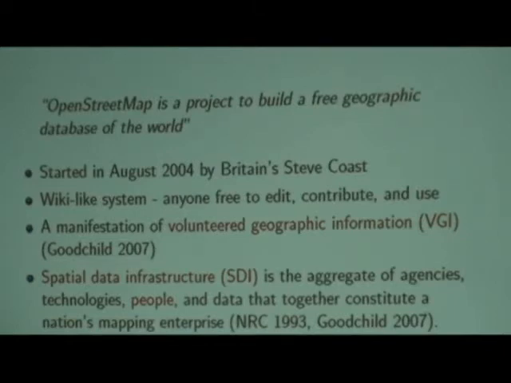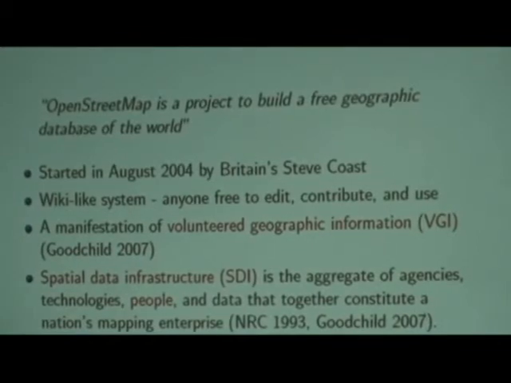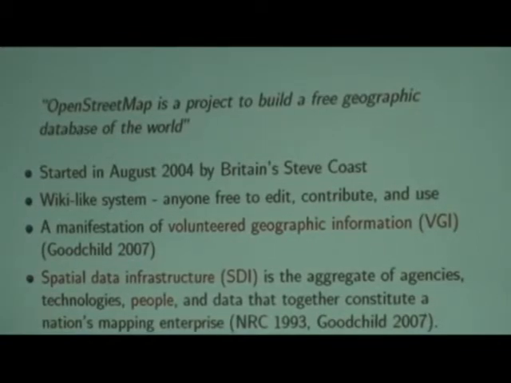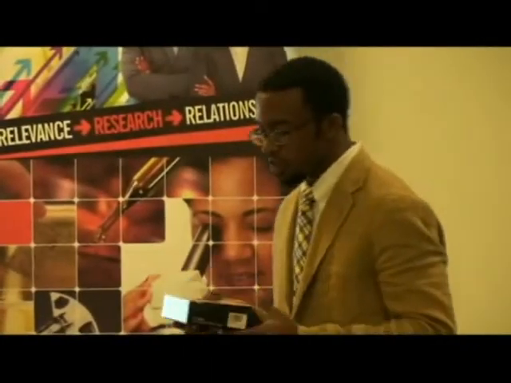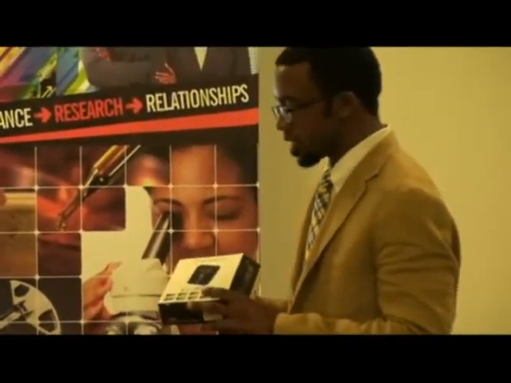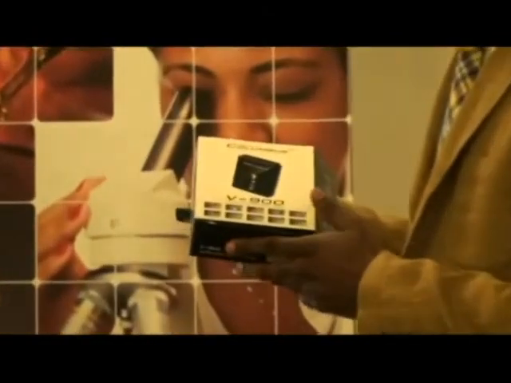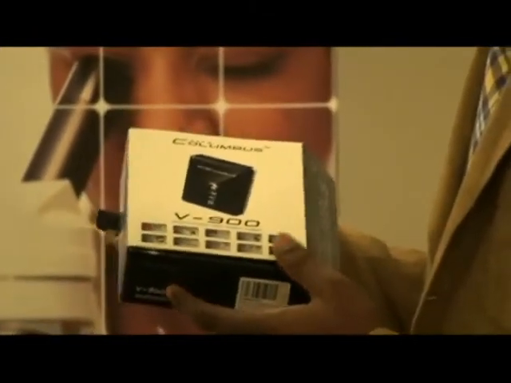And it's a manifestation of volunteered geographic information, which is a term coined by Professor Goodchild, who's a GIS expert. And basically, I wanted to give you guys an understanding of what he means by volunteered and what I mean by crowdsourcing. So this is a GPS unit. It's about 100 Canadian dollars.